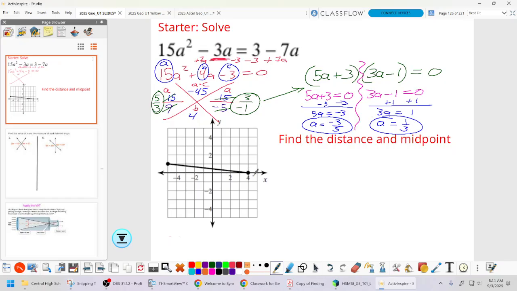Alright, distance and midpoint will be on your test. It's one of the things that students sometimes mess up because you're not careful with your procedure, your arithmetic.